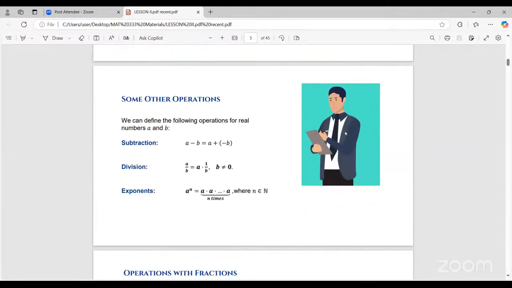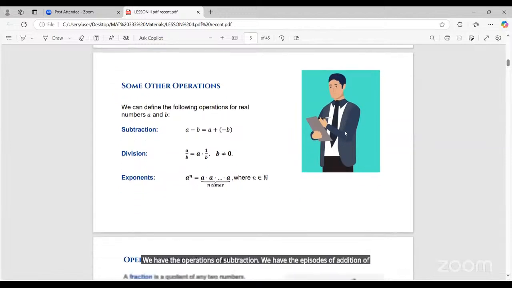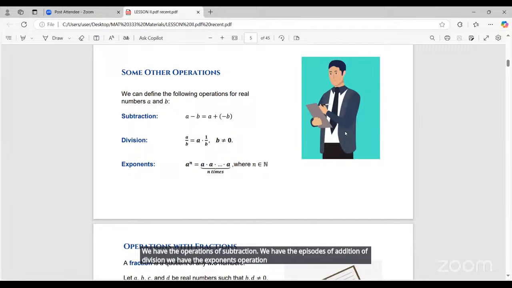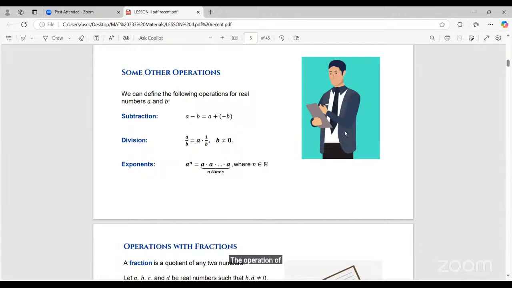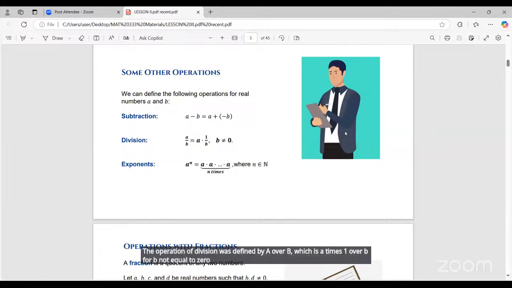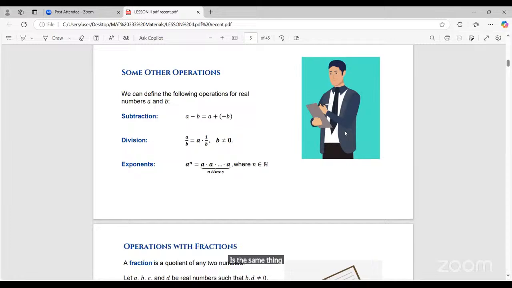We have some other operations that the real numbers satisfy. We have the operations of subtraction, addition, division, and exponents. The operation of subtraction is defined as A minus B equals A plus minus B. The operation of division is defined by A over B, which is A times 1 over B, for B not equal to 0. And we have the exponents. A to the power n is the same thing as A times A, n times, where n is a natural number.